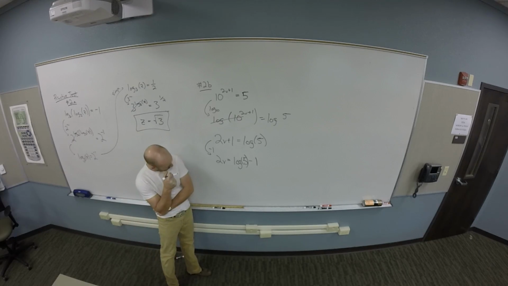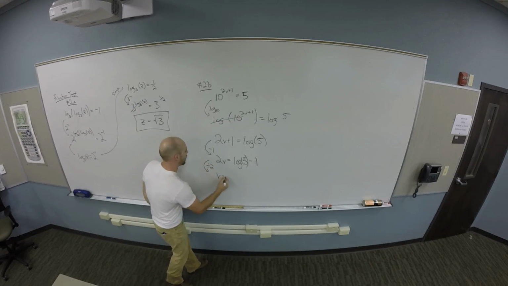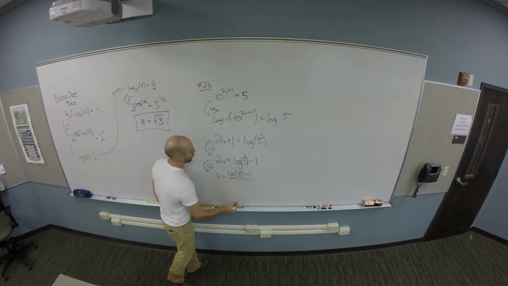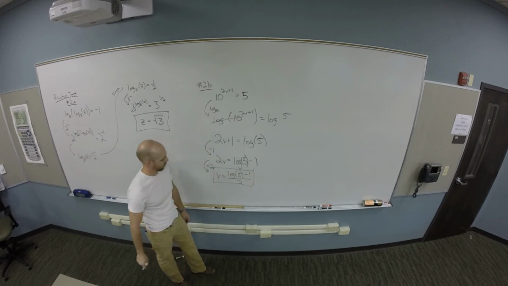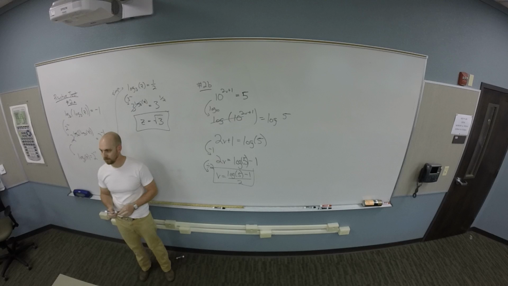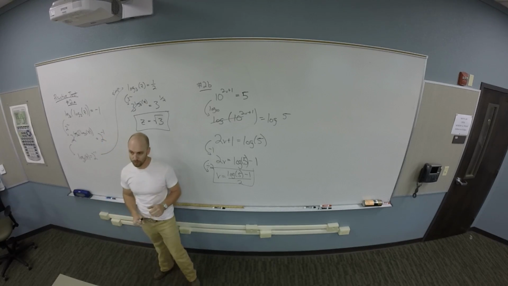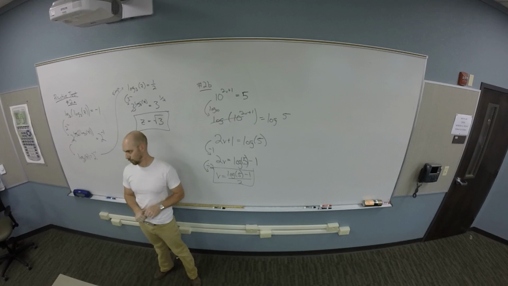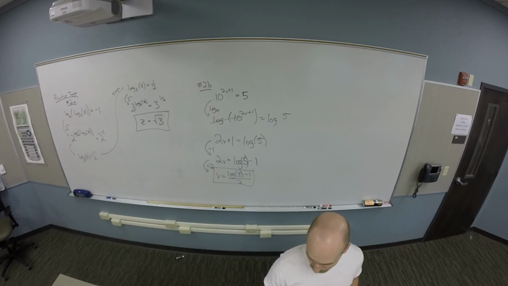Alright, so then what? How do I finish this? Divide both sides by 2. So I got b is log of 5 minus 1, over 2. Done? Cool, thanks. Questions on this one? I'm just writing it down. All right. Okay, no questions?